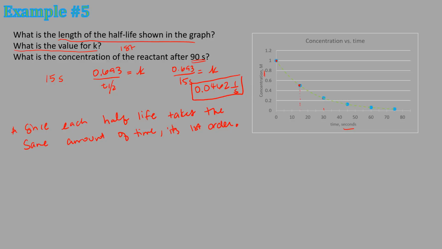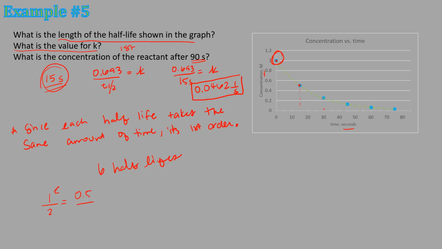And it says, what is the concentration of the reactant after 90 seconds? So we can't see 90 on here, but if I know that every single half-life takes the same amount of time, then how many half-lives will it go through to get to 90 seconds? 90 divided by 15 is 6. So it will take 6 half-lives. So I'm going to take my concentration and I'm going to divide it by 2. That's my first half-life, and I get 0.5 because I started off at 1 molar. That's why I started with 1 right here.